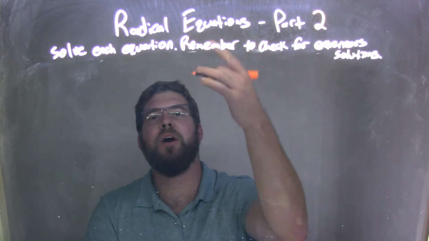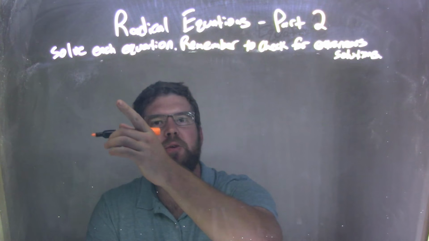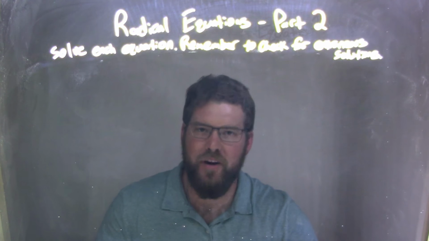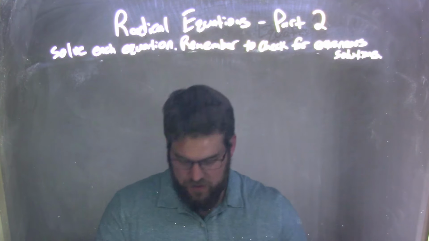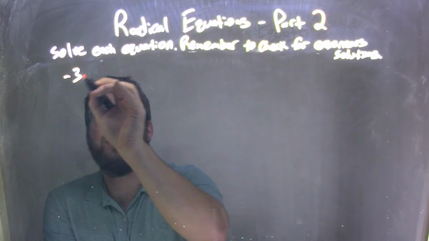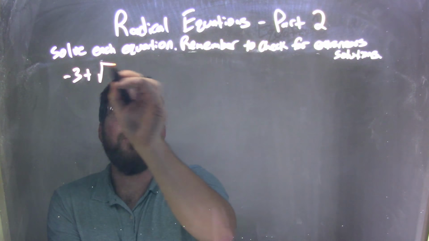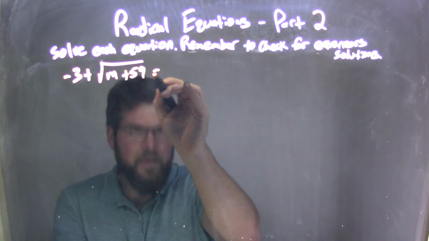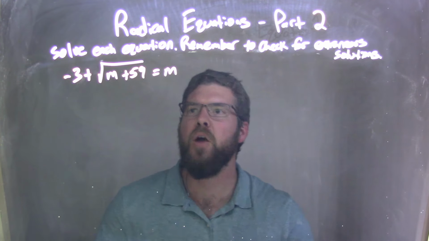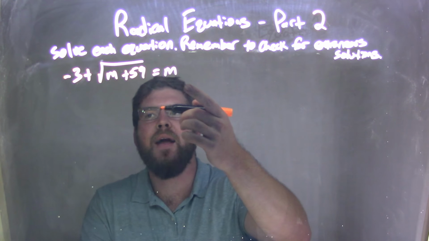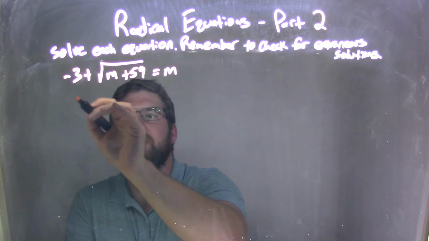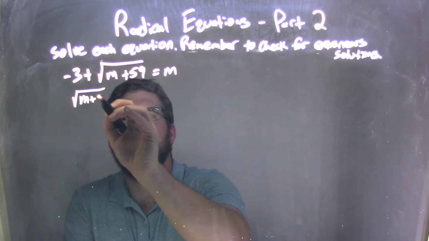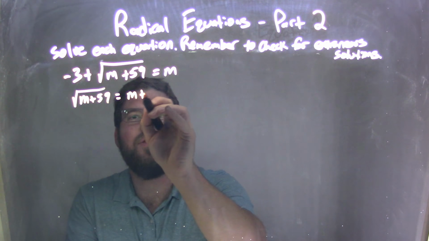And today we're going to learn about radical equations, and we're going to solve each equation and remember to check for our extraneous solutions. So if I was given this equation, negative 3 plus the square root of m plus 59 equals m. Okay? Well, first thing, I bring the negative 3 over to the right to isolate the square root, so I'm left with the square root of m plus 59 equals m plus 3.